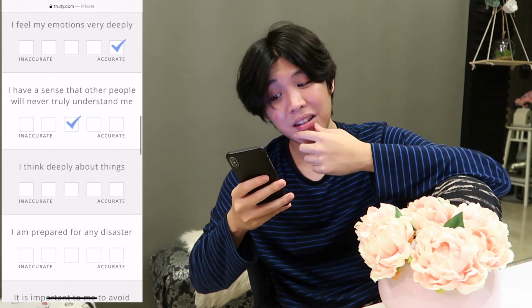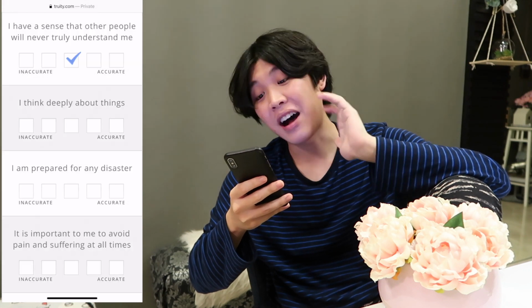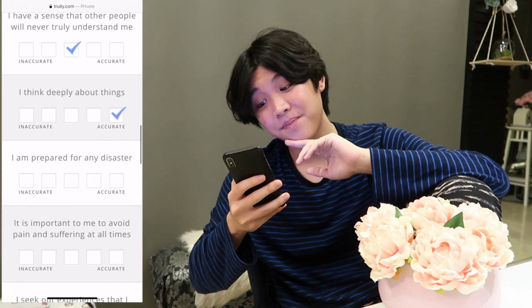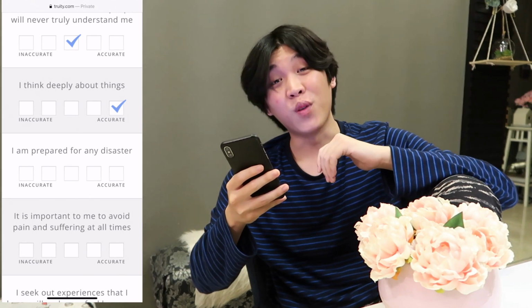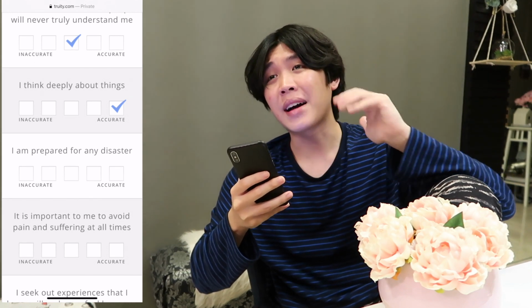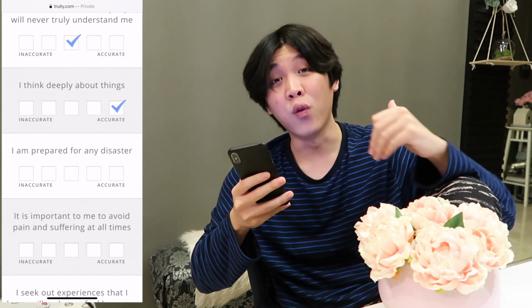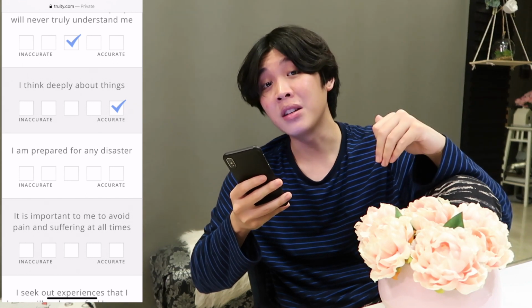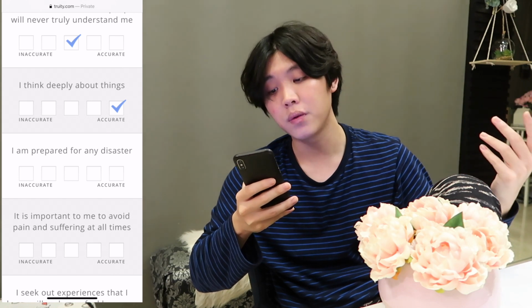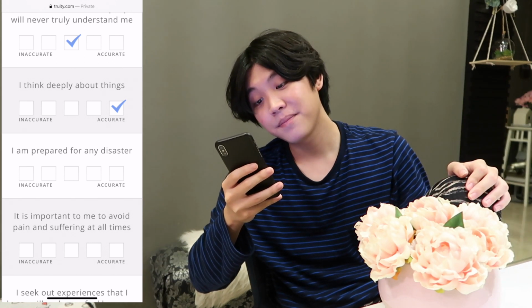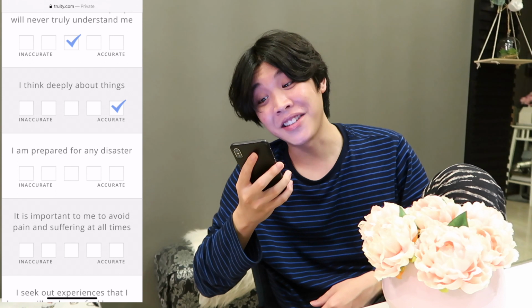I think deeply about things, 150%. One thing that your boy is extremely guilty of is overthinking. I can't even count the amount of times that overthinking literally killed me. So this is another aspect of me that I'm trying to improve, so hopefully it will get better. I'm prepared for any disaster.